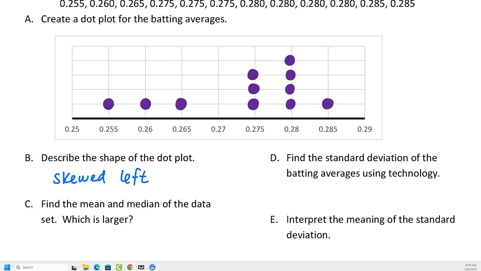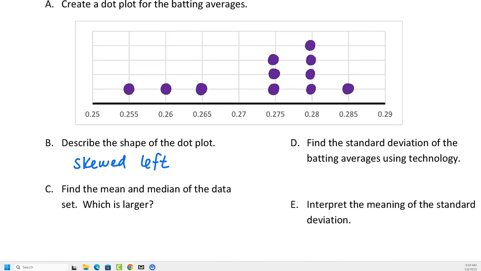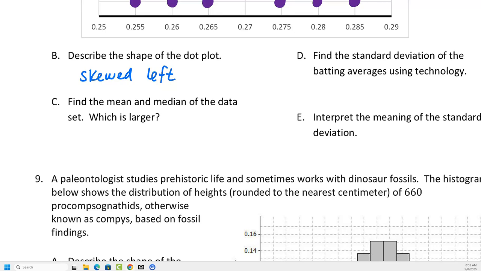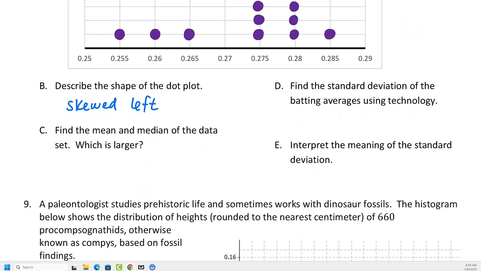Then C says find the mean and the median of the data set and which is larger. Okay, do you guys know how to calculate the mean? Can I just tell you the mean for the sake of time? I feel like we know how to find the mean, so you guys can practice. This is going to be 0.2745.